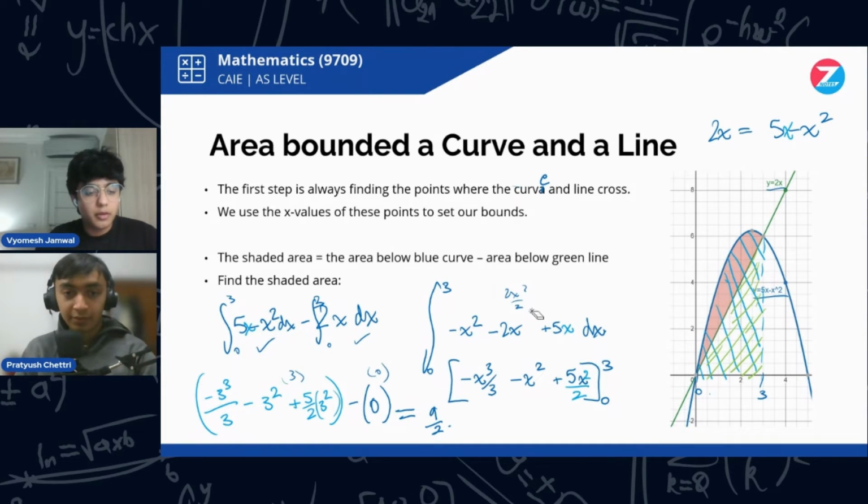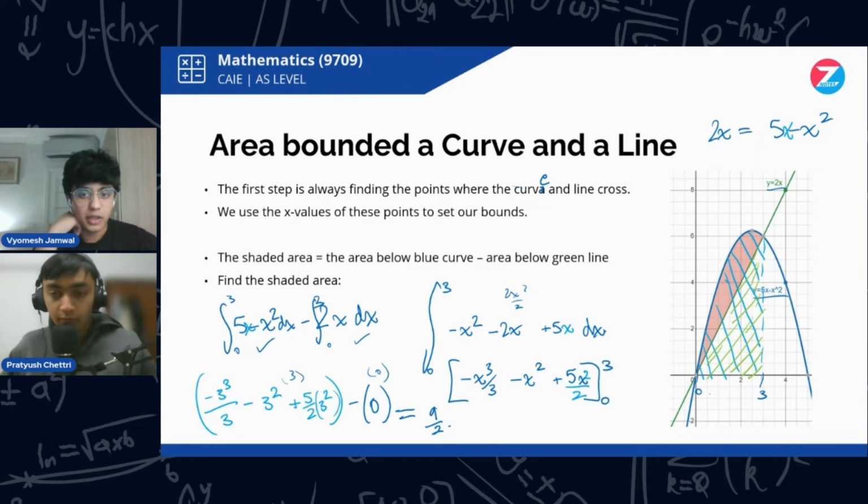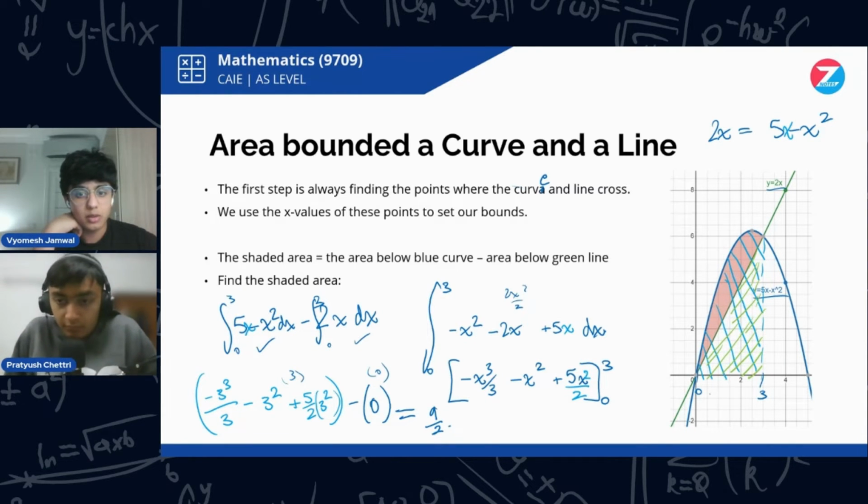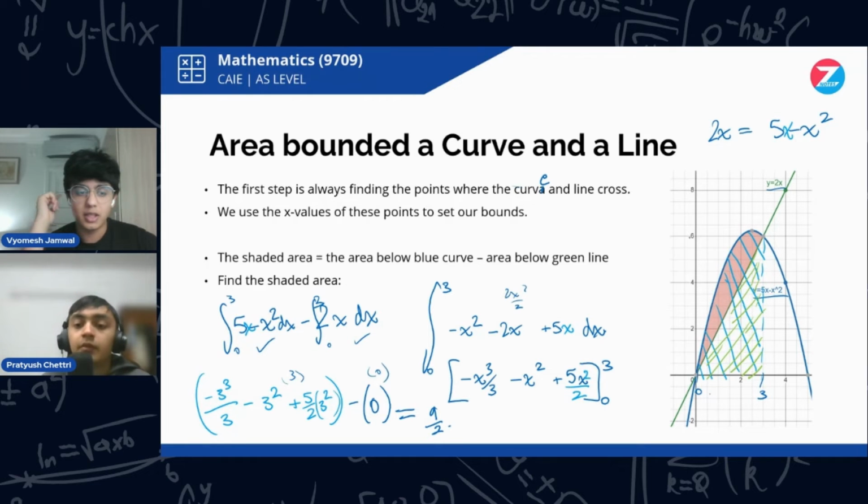Also, by the way, there's an alternative method of doing this. What you can do is just take the area under the straight line y equals 2x as a triangle. So it's just going to be 6 times 3 divided by 2.